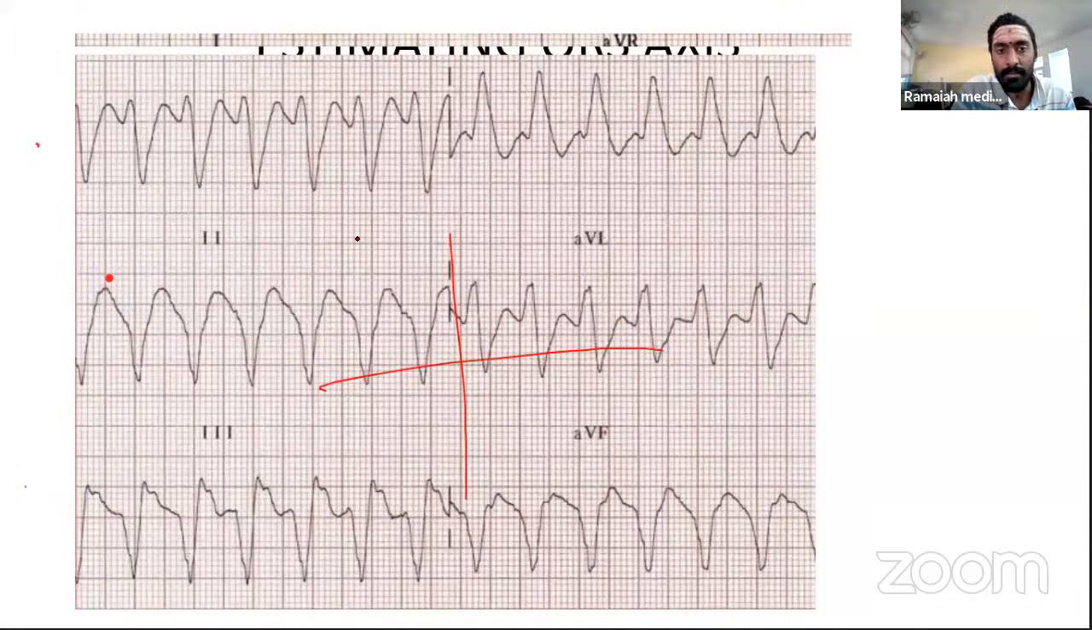So can someone tell me what this is now? Lead 1 is predominantly negative, so it should be here or here. And AVF, you see, is predominantly negative. So what do you think this is? What is the axis in this patient? Extreme axis, very good. So you understood. So this is extreme axis, correct.